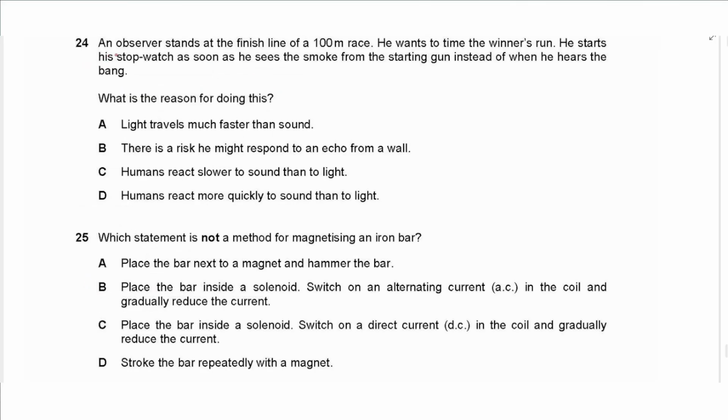Question 24 says an observer stands at the finish line of a 100-meter race. He wants to time the winner's run. He starts his stopwatch as soon as he sees the smoke from the starting gun instead of when he hears the bang. What is the reason for doing this? Is it because light travels much faster than sound? Yes. So there would technically be almost 0 time between seeing and the actual time when the gun was fired.